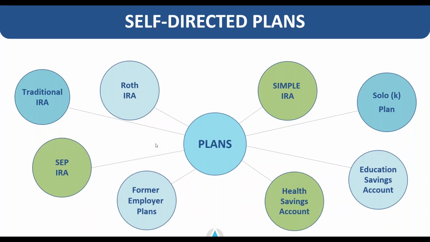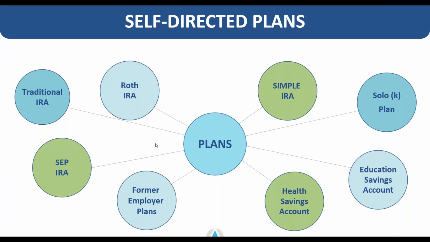If your account is an IRA, if you look at your account statement and it is any type of IRA, whether it's a traditional or a Roth IRA, whether you're self-employed and you have a SEP or a SIMPLE IRA, you could absolutely use any portion of those funds that you wish to self-direct.